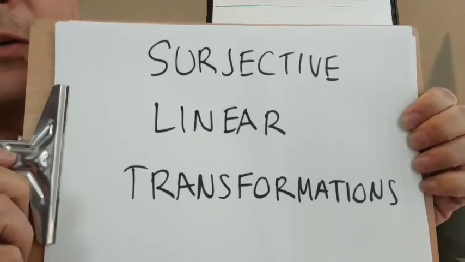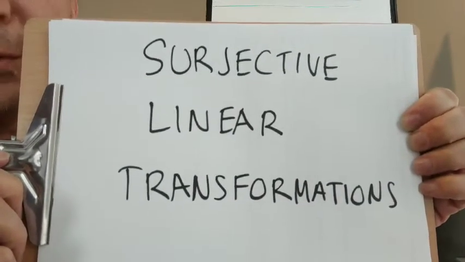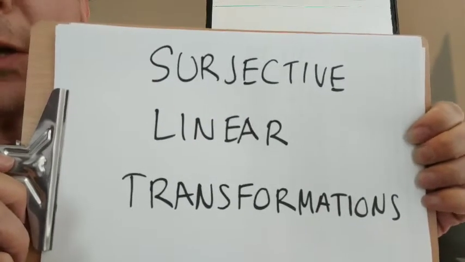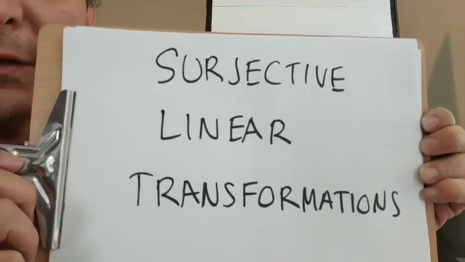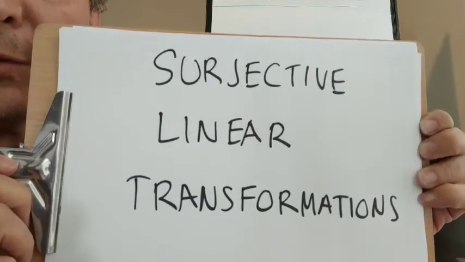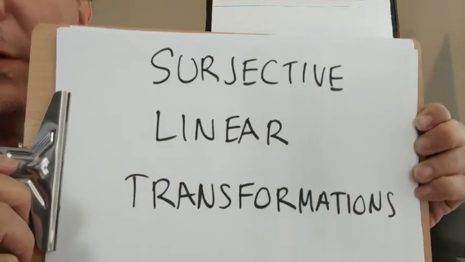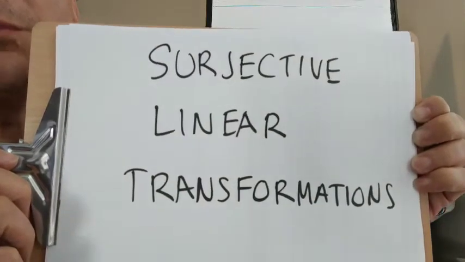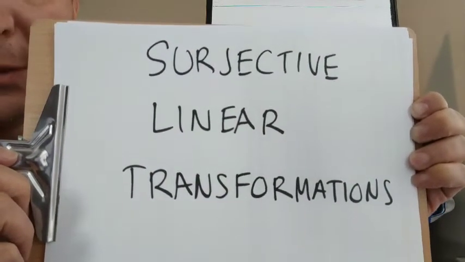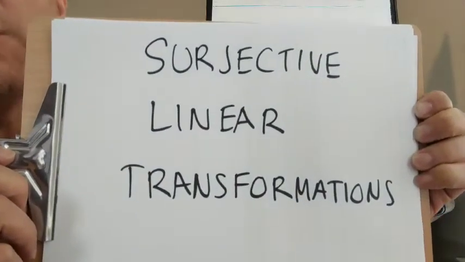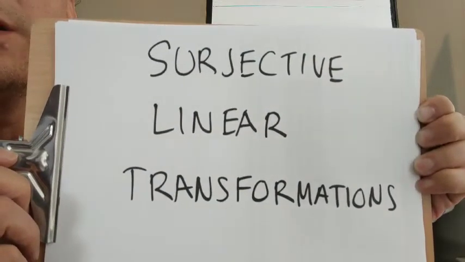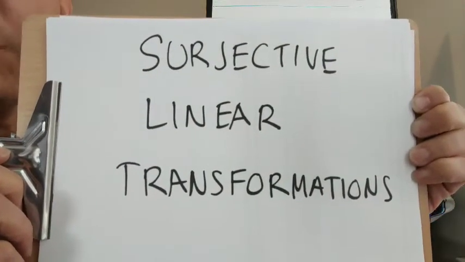If T is a linear transformation from V to W, and we look at all of the elements in W that T mapped something in V to, that is the range of T. That might or might not be the whole space W. If it is the whole space W, we call the linear map surjective. Let's look a little bit at that property.